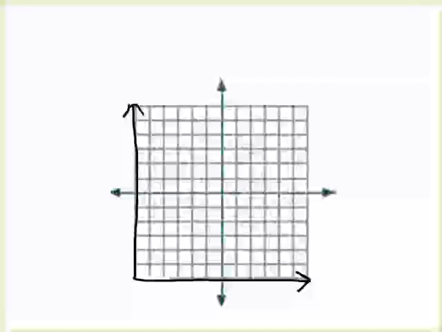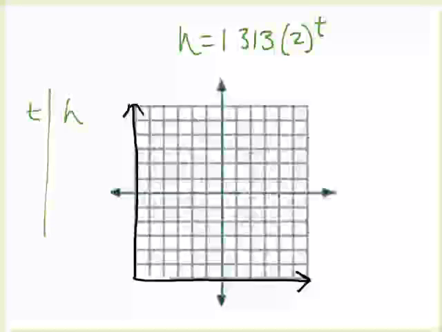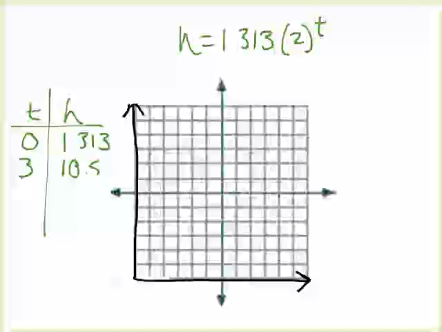We're going to graph that equation that we found in the first part. So that was h is equal to 1.313 times 2 to the t. And we're going to make an xy chart, or in this case, a t-h chart. We already know two values. We know that initially we had 1.313, and we know that after 3 years, we had 10.5. So we already actually know two values. You can pick any numbers for t that you want.